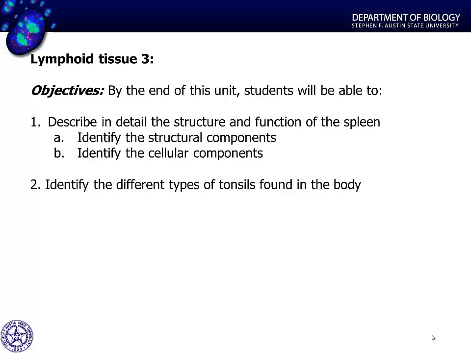And then we're going to be able to identify the different types of tonsils we have in the body. We'll have the palatine, the sublingual, and we will also have the adenoids, which are the pharyngeal tonsils.